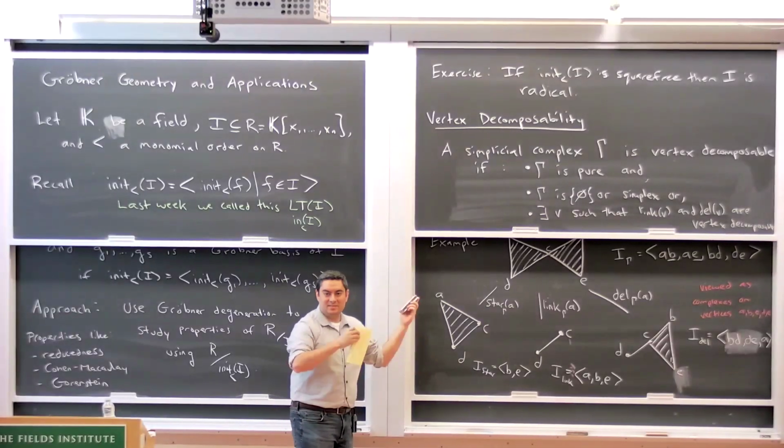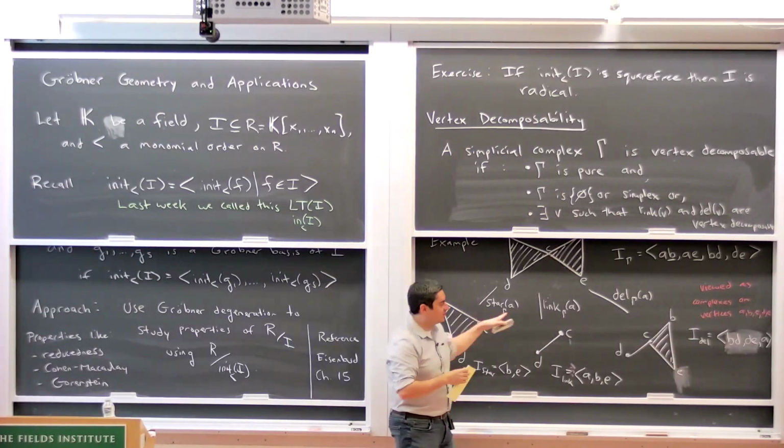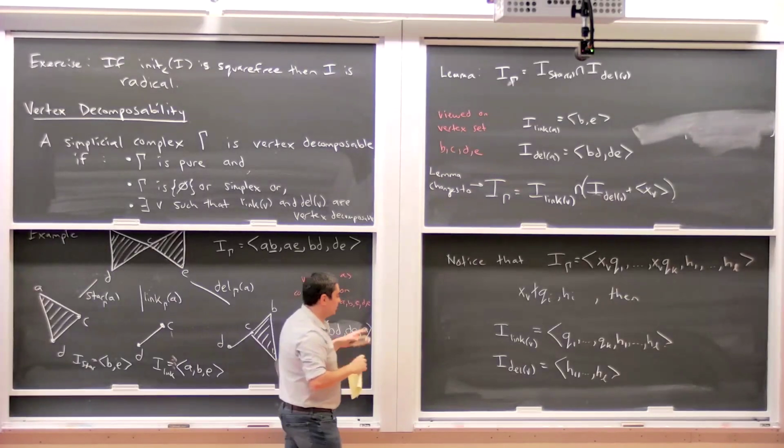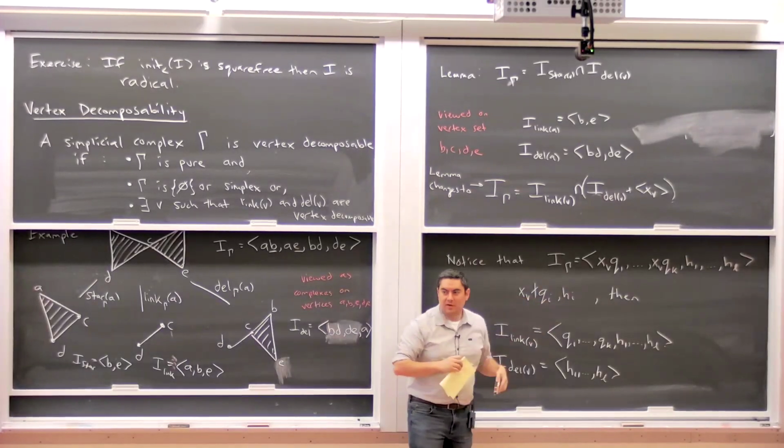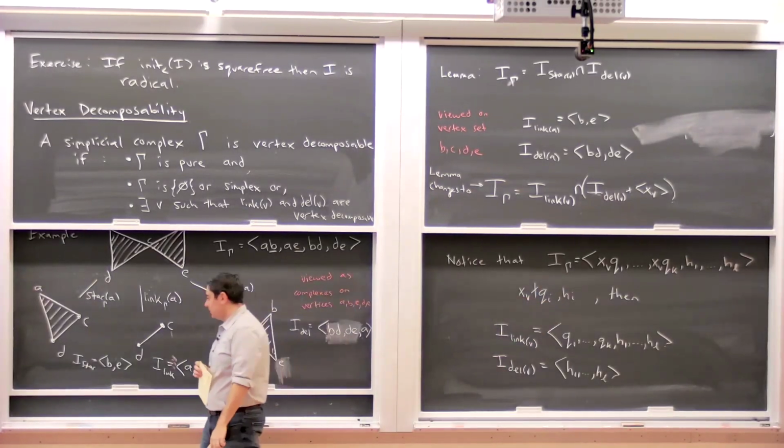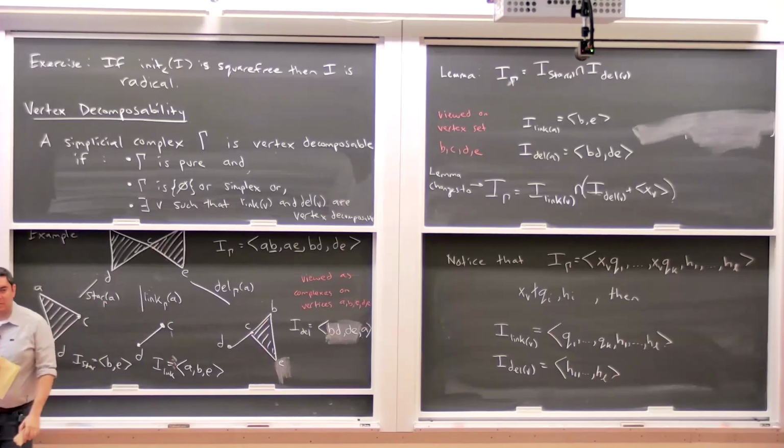So if someone asks whether this simplicial complex is vertex decomposable, you can just write down the ideal, do this process, and check. For the purity, you're just checking that these are unmixed on the ideal side of things. Any questions?